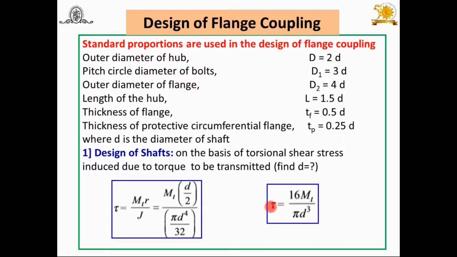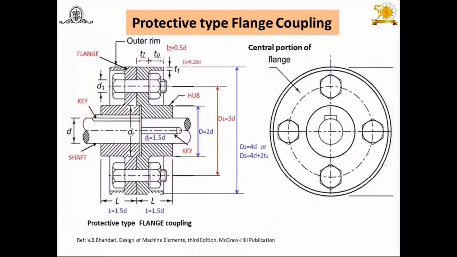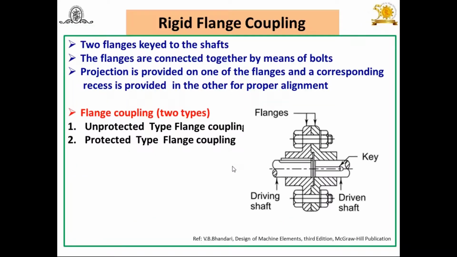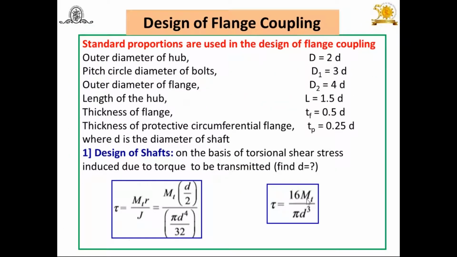Now here, you have to substitute tau permissible for the shaft. We have calculated this value. What is the tau permissible for the shaft? Look at this here first: 76 Newton per mm square. Here, Mt means torque transmitted, which we have to find out from power and RPM. Substitute this torque and this tau permissible and find out d.